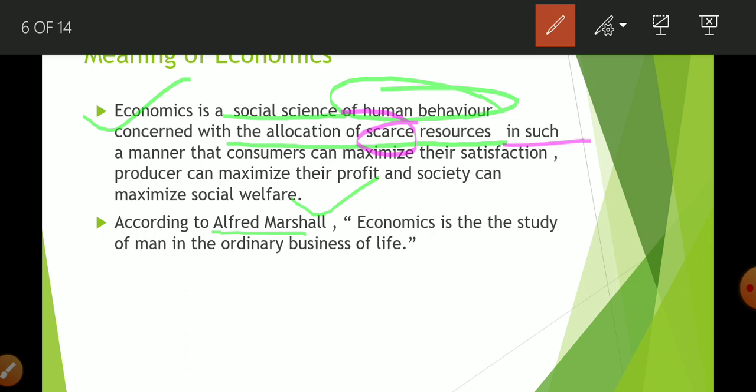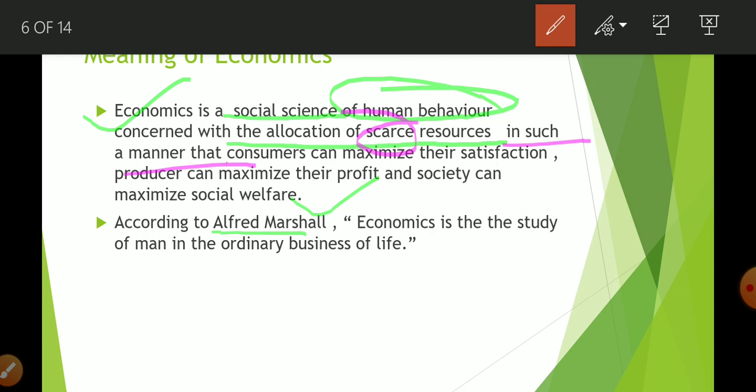that we are able to achieve three targets. We are studying economics, in which we study human behavior concerned with allocation of resources. And why are we allocating resources, why are we thinking about the best utilization of limited resources? So that we are able to fulfill three targets. What are the three targets?